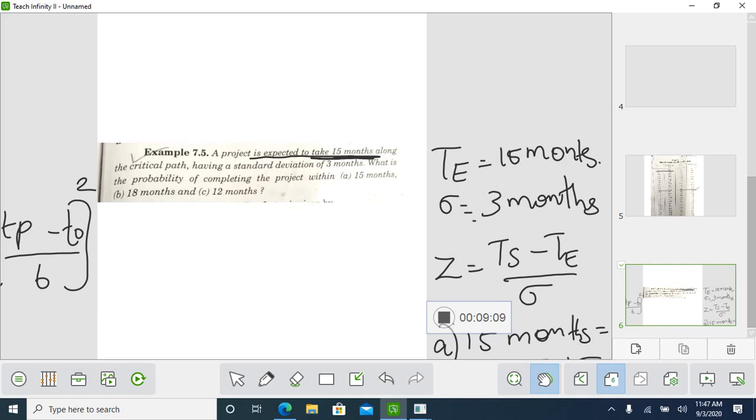So if you take 15 months, if your project goes, you have 50% chance to complete the project. If you go for 18 months, you have 84%. If you go for 12 months, then that is your 15%. So this is the probability of completing a project. So next we'll do the other example sum.